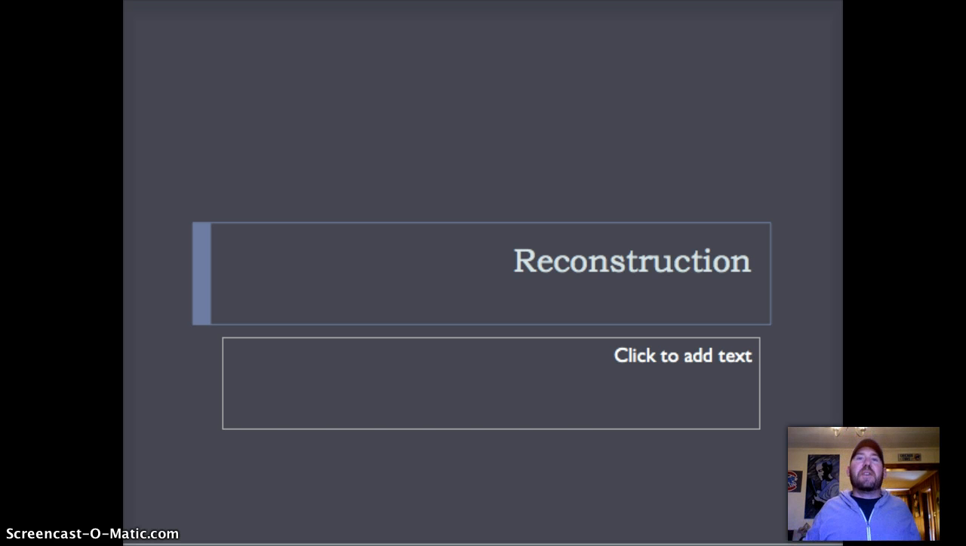So, leading it off, the first thing we're going to talk about is Reconstruction, or more specifically, what are we going to do with the South after the Civil War? There's a couple of things we're going to deal with as we go. Number one, some of the plans that were proposed on how to get the South back into the Union, and we're also going to deal with some of the challenges that were faced by recently freed slaves after the war.